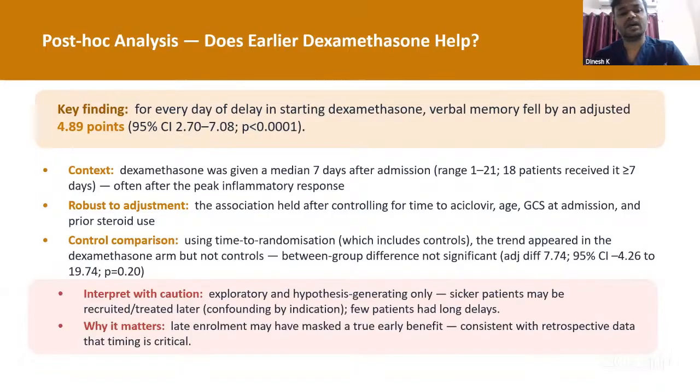And then also, how to interpret this result? This is a post hoc analysis. This is exploratory in nature. So it should be viewed as hypothesis generating only. What they conclude is, probably late enrollment might have masked the true early benefit. Future studies should involve the early use of dexamethasone. So this is what we have to interpret with this post hoc analysis.